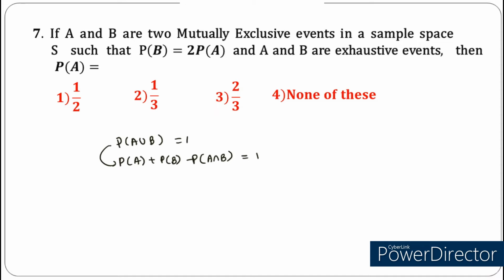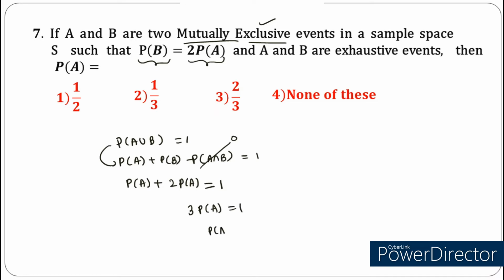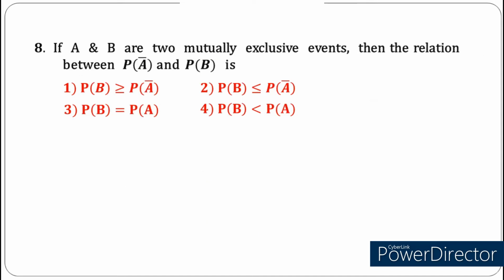Now P of A I'll keep as it is, plus P of B. P of B is 2 times P of A, so I will write 2 times P of A, minus this value, which is 0 because they are mutually exclusive, meaning there is no common element, so the probability is 0. This equals 1. P of A plus 2 P of A, 3 P of A equals 1. So P of A equals 1 by 3. Which option? Option 2, 1 by 3. Right. Now let's look into the 8th question.